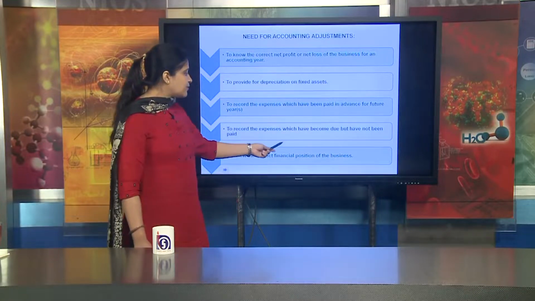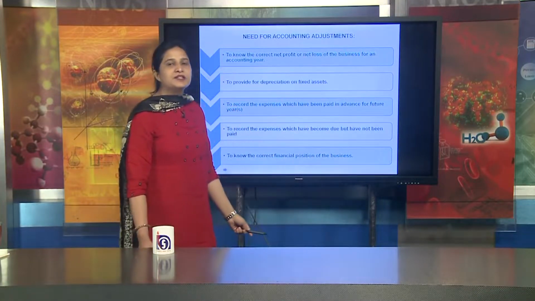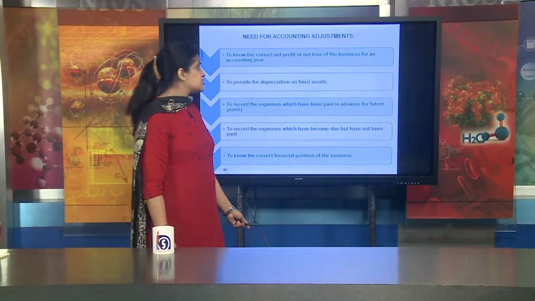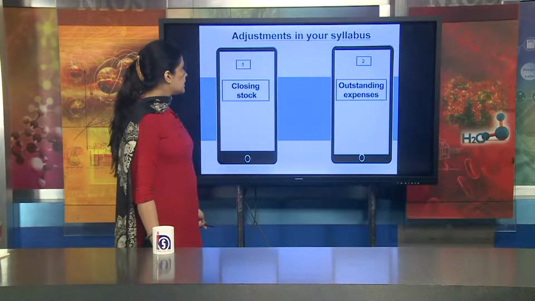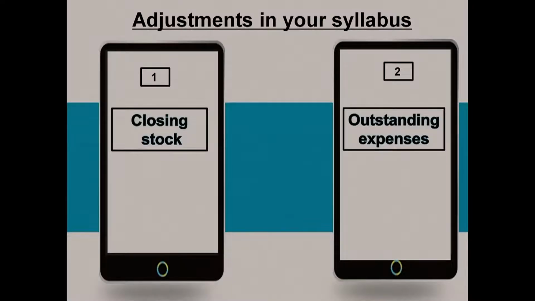Then, to know the correct financial position of a business, it is required to make adjustments. Then what you have to study is the closing stock and the outstanding expenses.